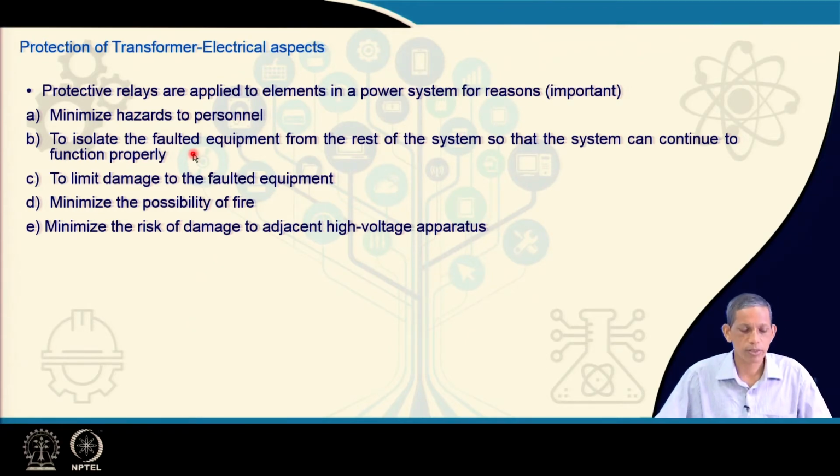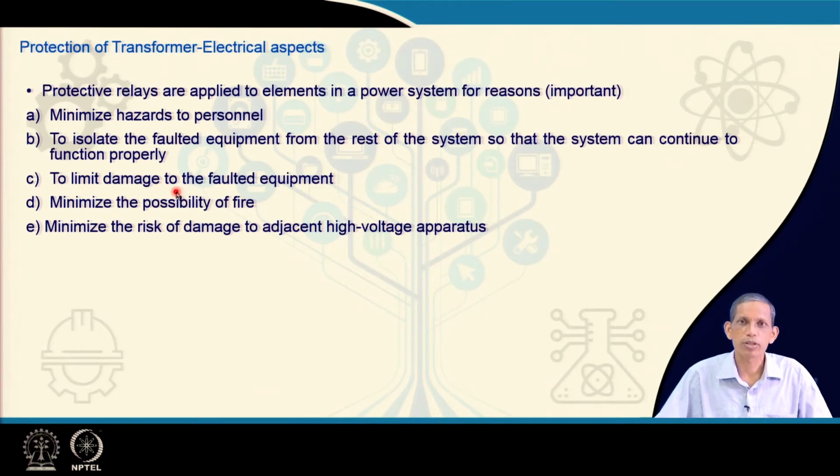That is the selectivity perspective. If the fault persists for a long period, a dip in voltage and other things will be there also, which is not desirable from the power quality and reliable operation perspective. If the fault persists for more time, stability may be an issue in a very high voltage system also. To limit the damage in the faulted equipment, that is the transformer here, the sooner the fault is cleared, the better it is. Minimize the possibility of fire.